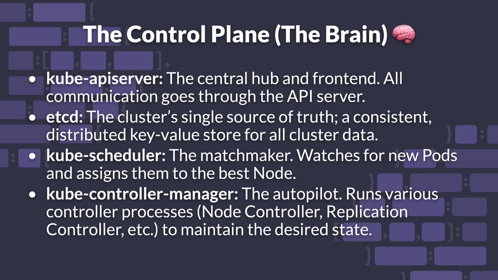The Kube controller manager is the autopilot of the cluster. It runs various controller processes in the background. Each controller is a control loop that watches the shared state of the cluster through the Kube API server and works to move the current state towards the desired state. Examples include the node controller, which handles node failures, and the replication controller, which maintains the correct number of pods.